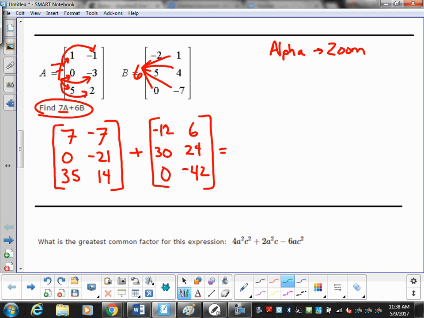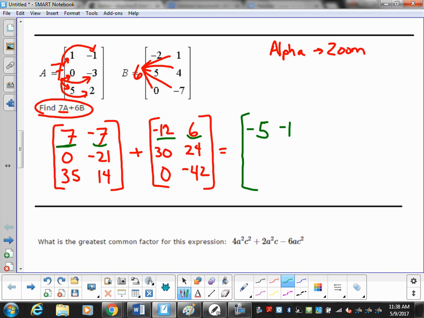And the last step is to add both the matrices together. And you do that just by adding the individual locations. So in this problem, you take the first row and first column in each matrix, 7 and a negative 12, and I add those together and it goes in the first row and first column in the answer matrix. So that's negative 5. And then I move to the first row, second column is negative 7 plus 6, which is negative 1.